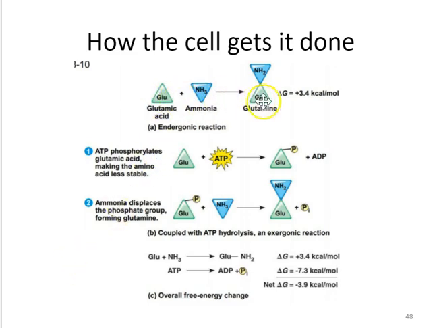So here is a drawing of the reaction I just showed you. Glutamic acid plus ammonia getting converted to glutamine. Very positive delta G, very non-spontaneous, not thermodynamically possible as written. This is a very difficult reaction to do, and yet the cell needs it done. So it has to find a way to do that. The way that it finds is to link in ATP hydrolysis.